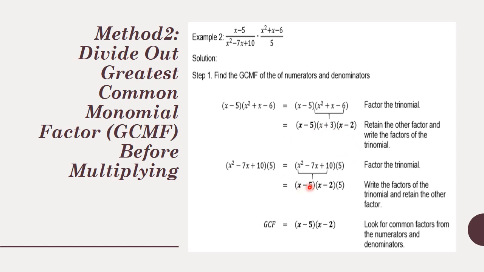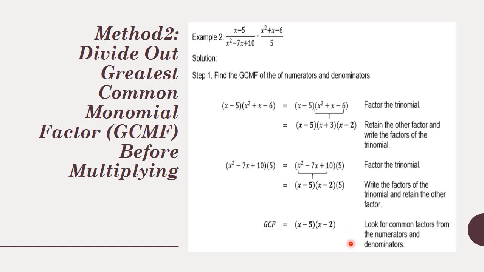So now let's proceed to the denominator, which we have two denominators. We have first x squared minus 7x plus 10 and 5. So factor it out. First we're going to factor the trinomial. The factor of the trinomial is x minus 5 times x minus 2. Retain 5. So the factored form of the denominator is x minus 5 times x minus 2 times 5.